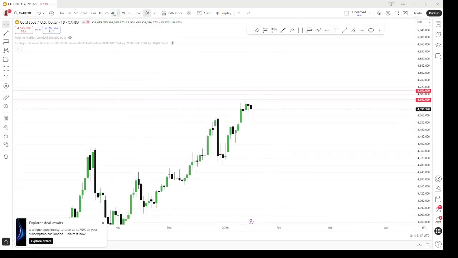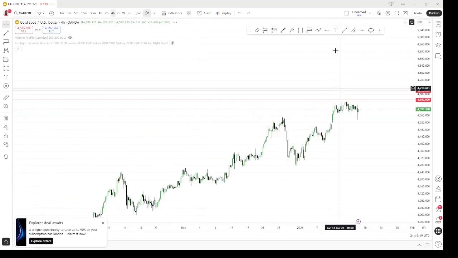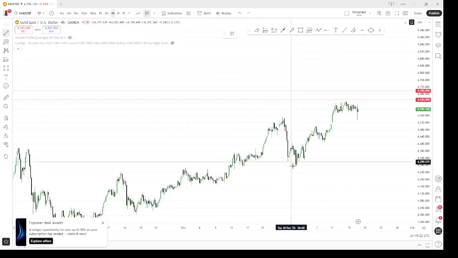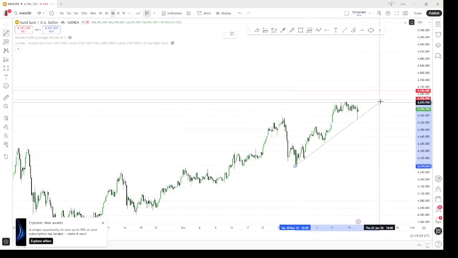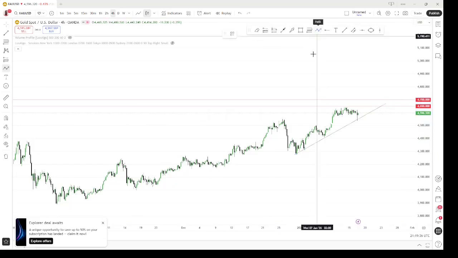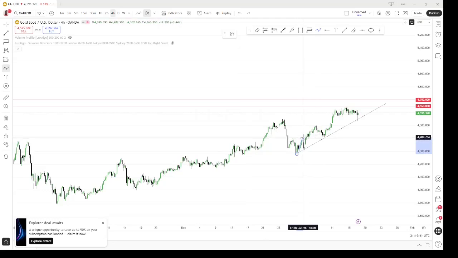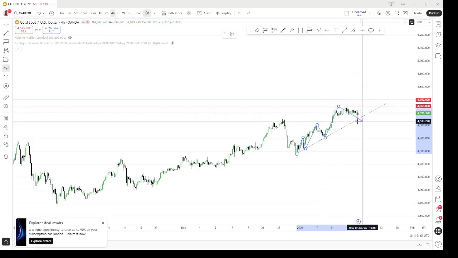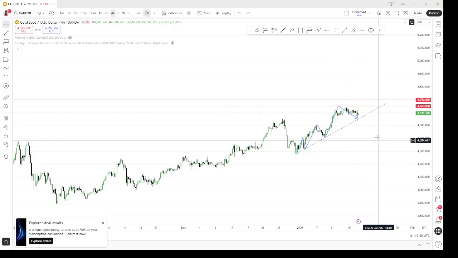When you descend to the lower time frame, you can see a clear trend line here. I'm not good at drawing trend lines, but there's a clear trend line. You can see we have higher highs, higher low, higher highs, higher low, higher highs, higher low. So there's a clear bullish trend.